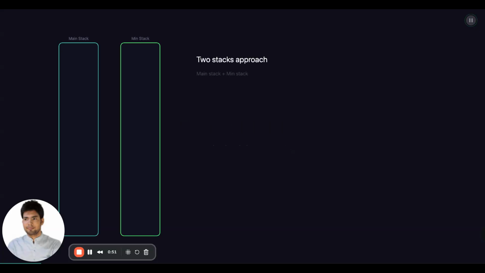Here we have 2 stacks, the main stack on the left and the min stack on the right. The main stack stores our actual elements, and the min stack keeps track of the minimum at each level. Let's push 5 into our stack. Since this is the first element, 5 goes into the main stack, and 5 also goes into the min stack because it's our current minimum.